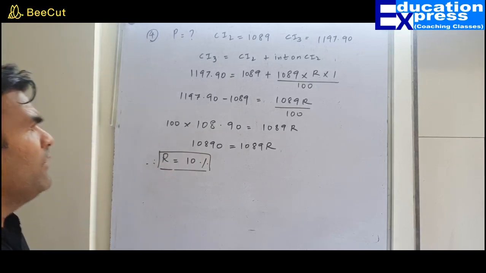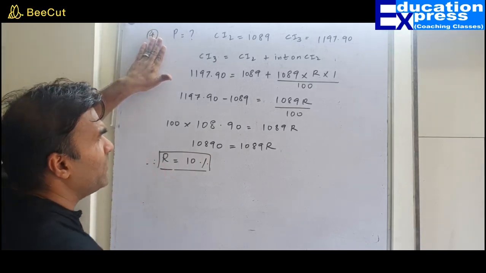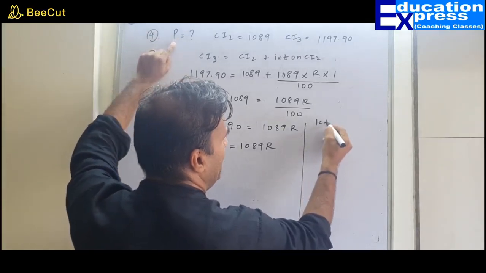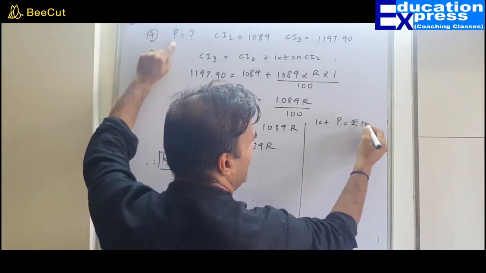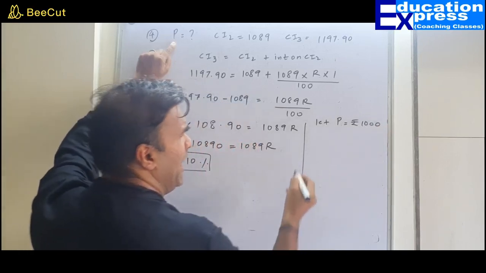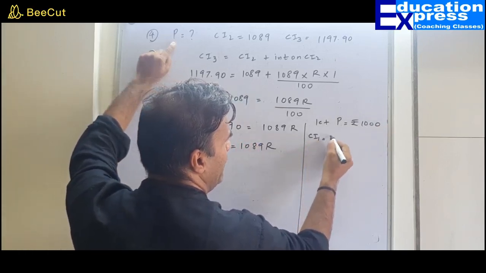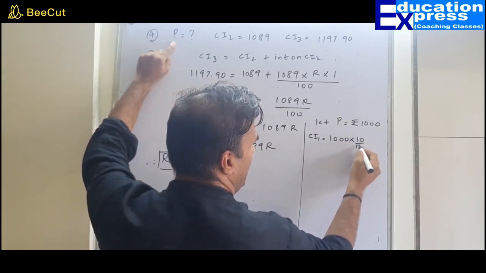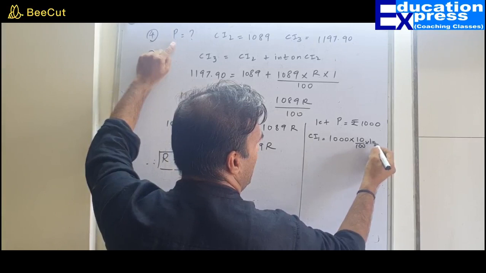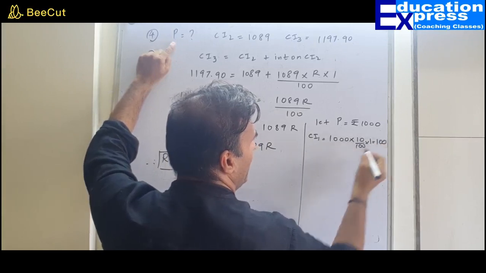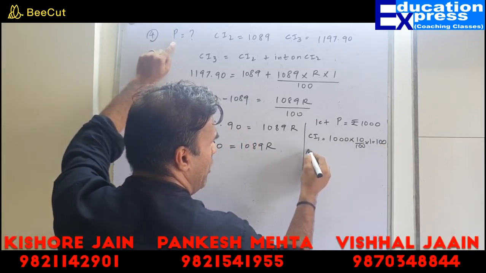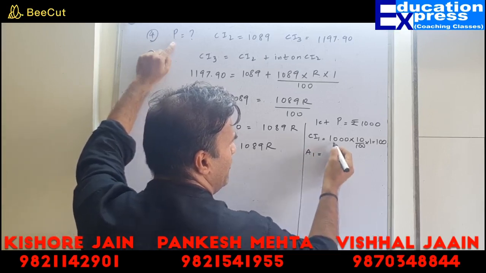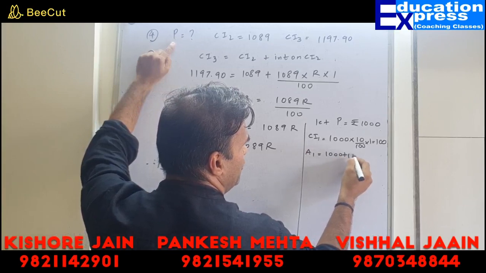From here on, my question remains the same. Since principal is not available, I would say let principal equal rupees 1000. What will I do? Sir, find compound interest for the first year. 1000 into rate, which is 10%, 10 upon 100 into 1. So my compound interest would be 100. What will be your amount at the end of first year? Sir, amount at the end of first year would be 1000 plus 100.